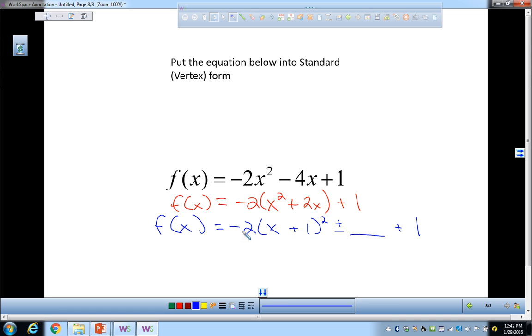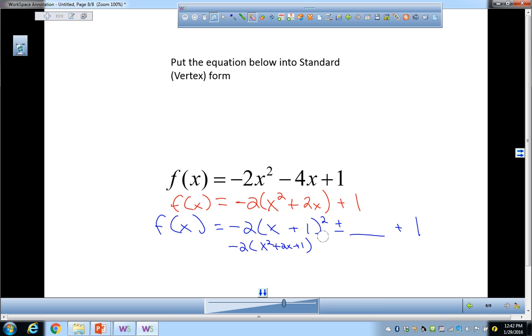I've added negative 2, because if I FOIL this out, I get x squared plus 2x plus 1 times negative 2. Just to show you, this is negative 2 times x squared plus 2x plus 1, which is negative 2x squared minus 4x minus 2. So I have actually subtracted 2 from this equation. To keep the equation in balance, what do I need to do? I need to add 2.